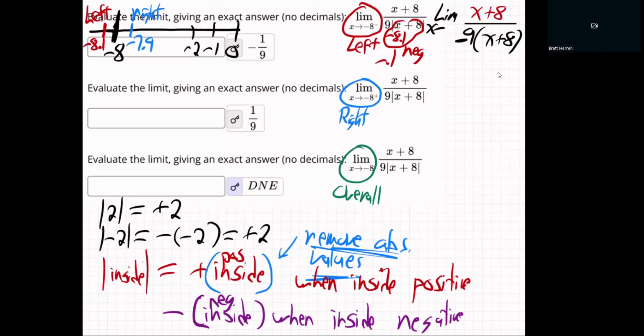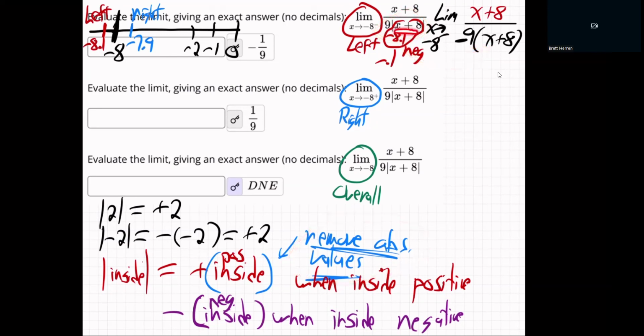Limit as x goes to -8 from the left. Do you see what I did? I removed the absolute values. How did I remove them?